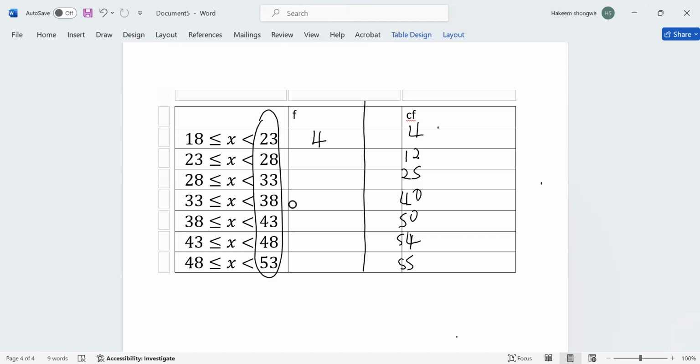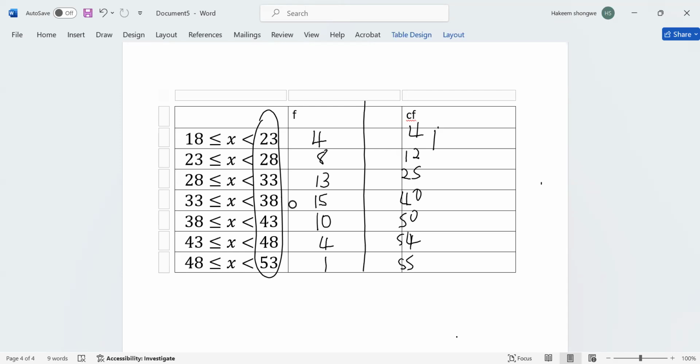And then from there onwards, how would we get this one? This one subtracts this one, gives us this one. Remember, if we're moving from cumulative to frequency, we subtract. So 12 minus 4, this is 8. 25 minus 12, this is 13. And then we have 40 minus 25, that's 15. 50 minus 40, it's 10. It's 4. It's 1. So we have our table.